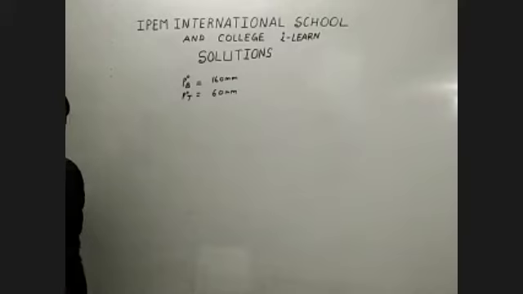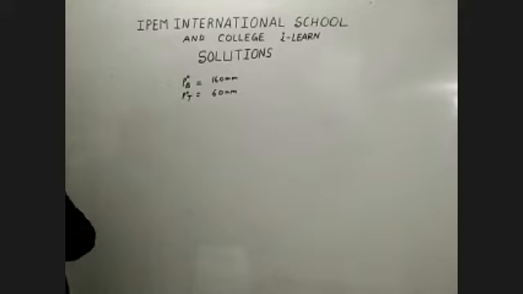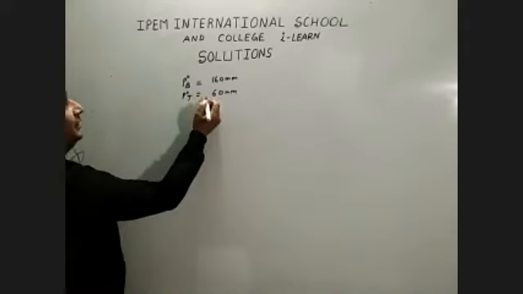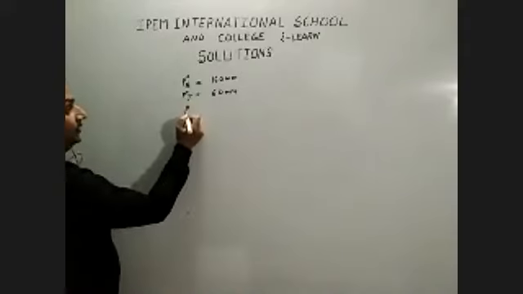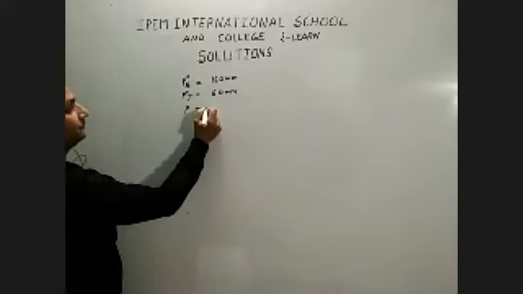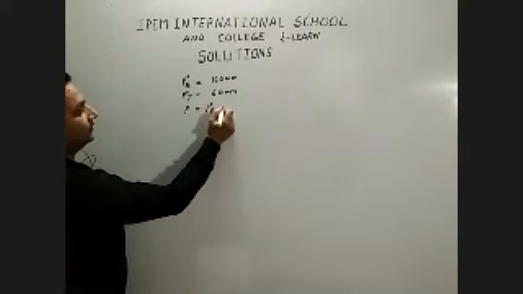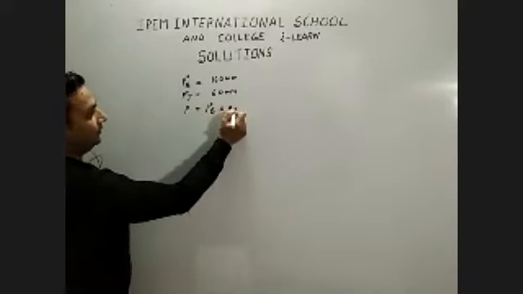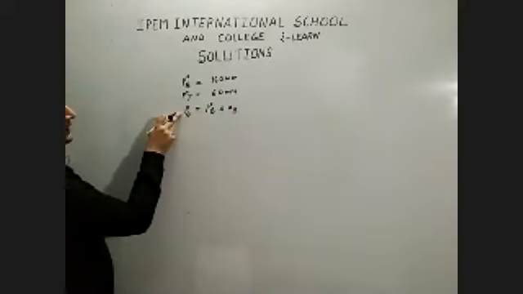Now calculate the partial pressure of benzene and toluene and the total pressure of the solution. We have to find the partial pressure also. This is the partial pressure for benzene.